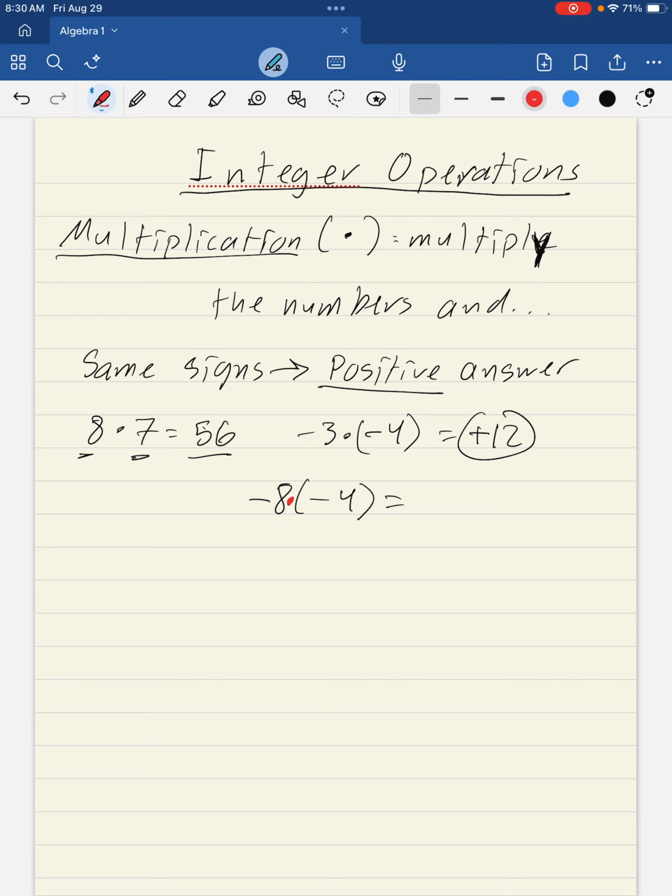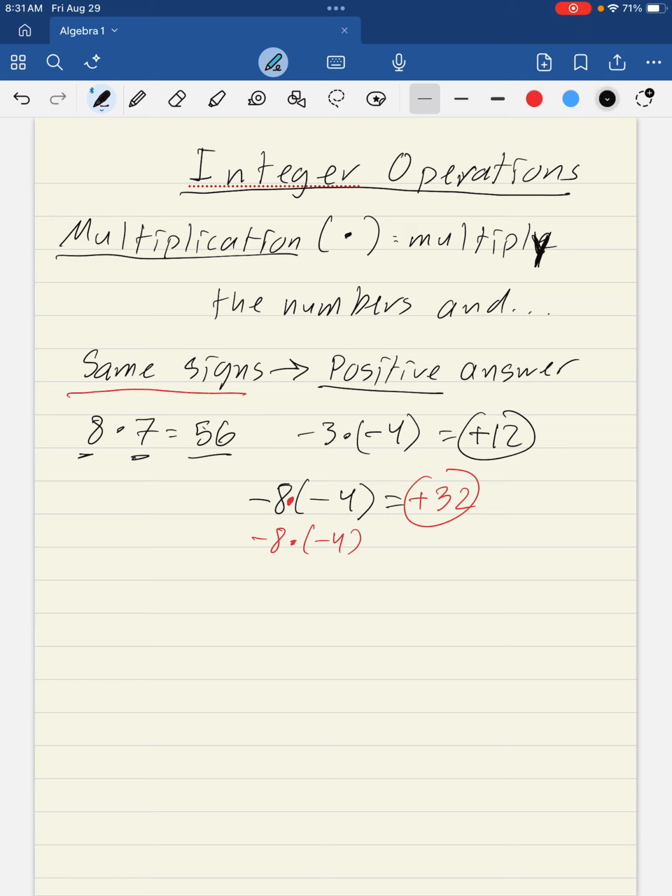So this guy would be treated as negative 8 times negative 4. So we go, okay, number times number, that's 32. 8 times 4 is 32. And a negative times a negative gives us a positive. Boom. You can write a plus in there, or you could just leave it a normal 32. So that was working with the same signs.